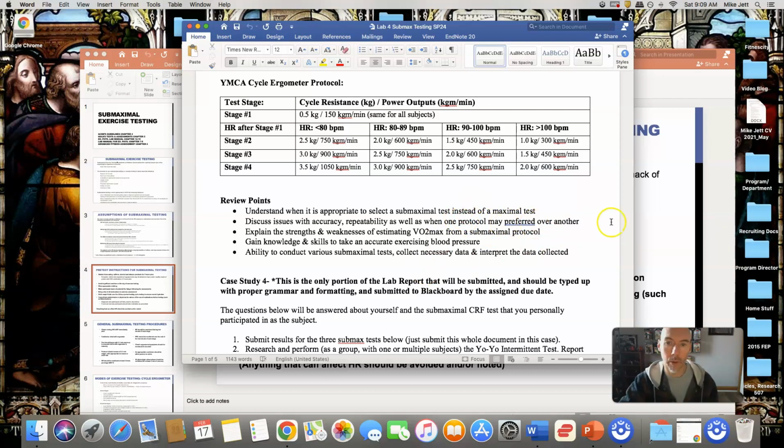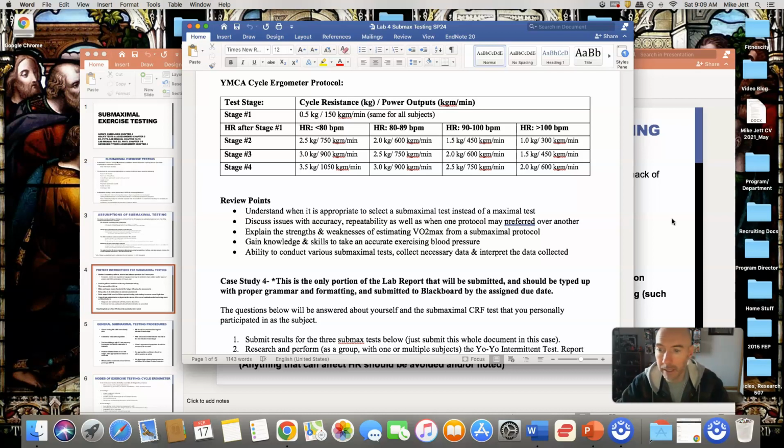Lastly, when one protocol may be preferred over another, what mode is the most familiar to the person? If somebody is a cyclist, then a cycling test is appropriate. For most other people, the treadmill walking test is going to be the most appropriate because everyone walks. One exception could be if somebody has an injury that is aggravated with weight-bearing activity, then you might want to go with the cycle over the treadmill. Or if there are concerns about balance or stability and you would prefer to have them seated.